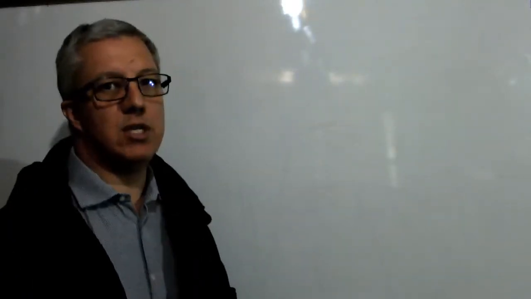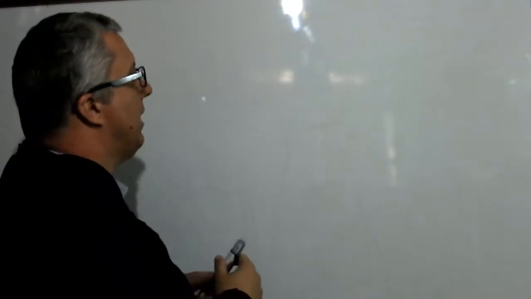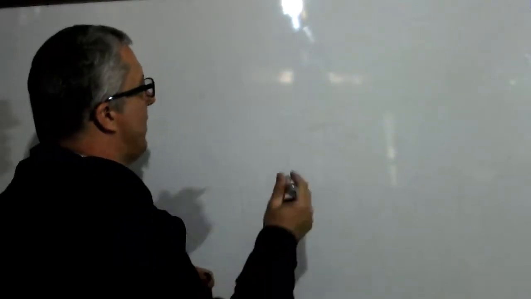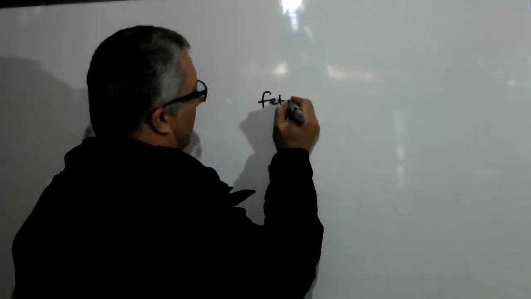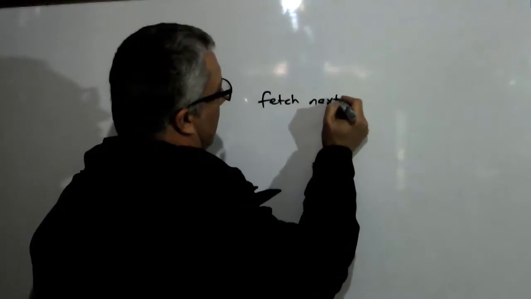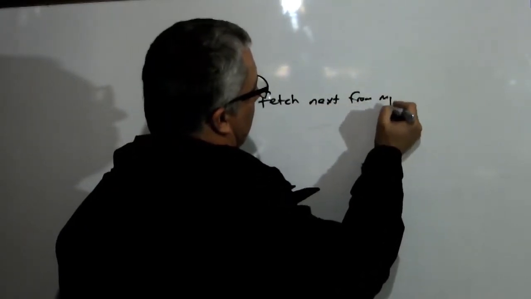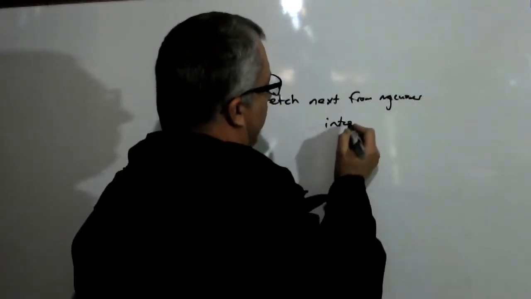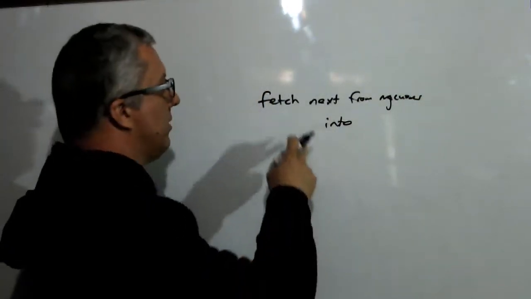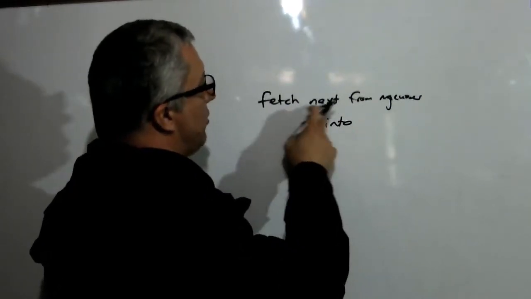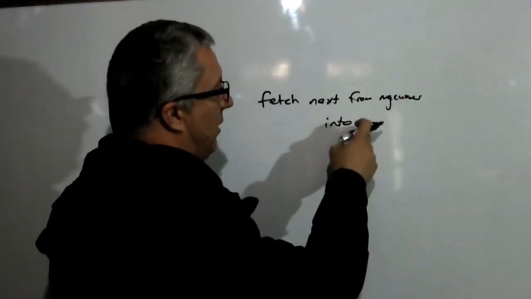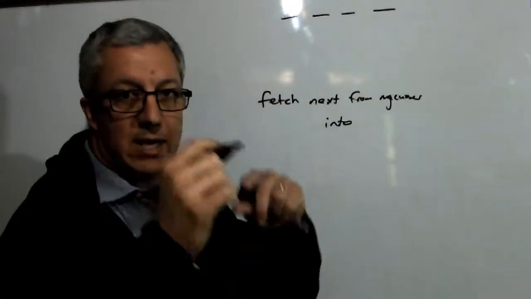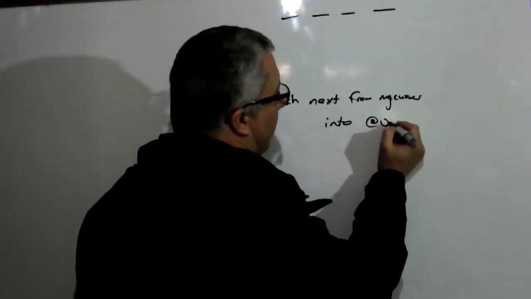Now, the processing of a cursor. What we have to realize is that to get the next record of a cursor, we have to fetch it. So this is the basic instruction. We're going to say fetch the next values from my cursor into. Now for every field that I specified when I built my select statement, I now need to have a variable in here.